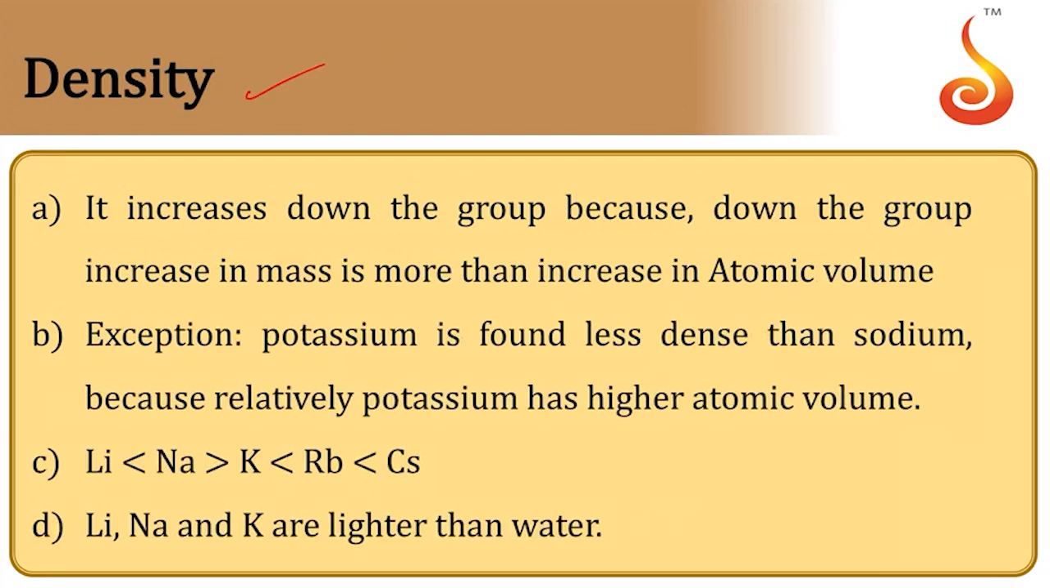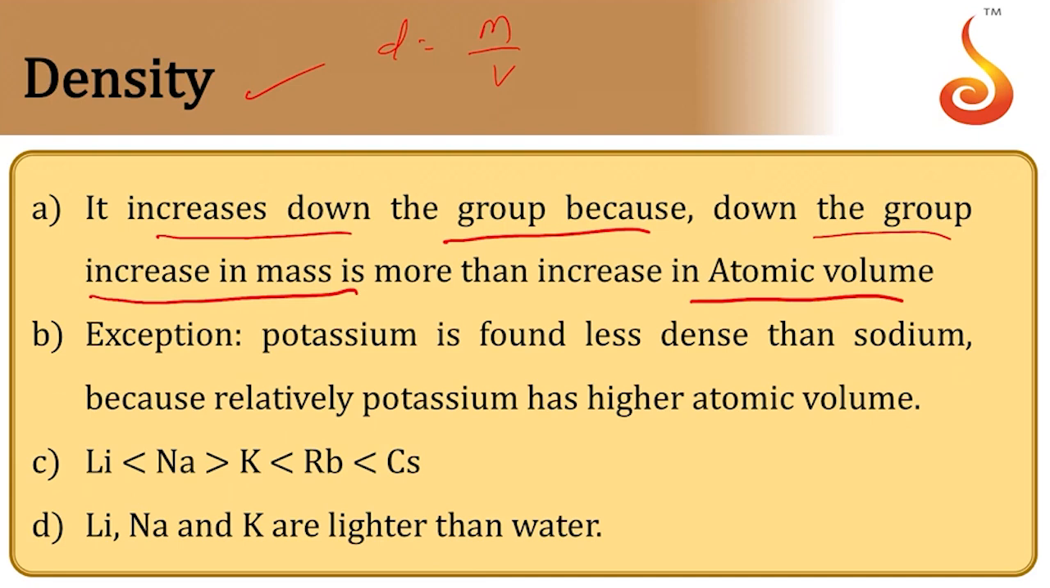Then comes the second property, density. As we know, density depends upon two factors, mass as well as volume. Density is given by mass divided by volume. It is found that density increases down the group. That is because when moving down the group, we see more increase of mass when compared to increase of atomic volume. So because of the relative increase of mass being more than that of the volume, density increases down the group.